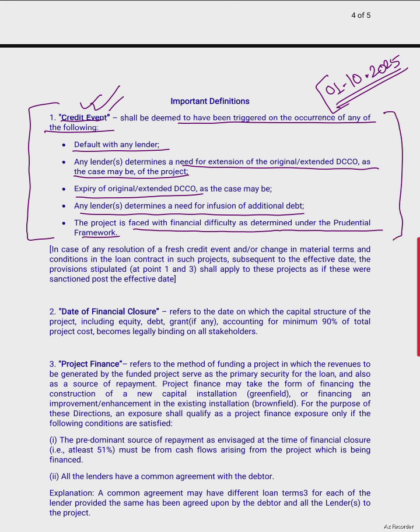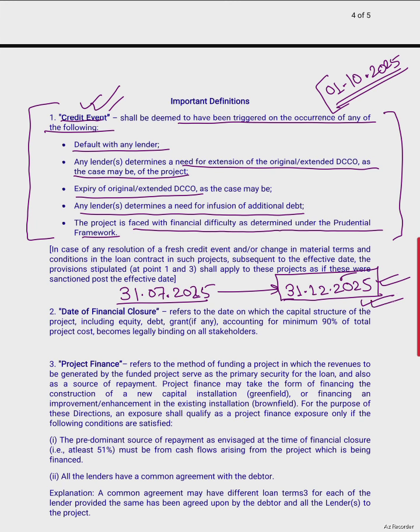Suppose you have given DCCO extension to a particular project which was supposed to complete on 31st of July 2025, but as on date, you have given extension to it, say up to 31st of December 2025. Now suppose on this date, the further extended DCCO, the project is not completed, then the new norms will be applicable from this date, because a credit event has triggered. Even though financial closure was achieved earlier, the credit event has triggered for even this old project, so the new norms shall be applicable.